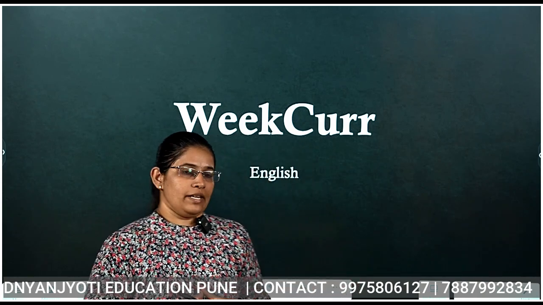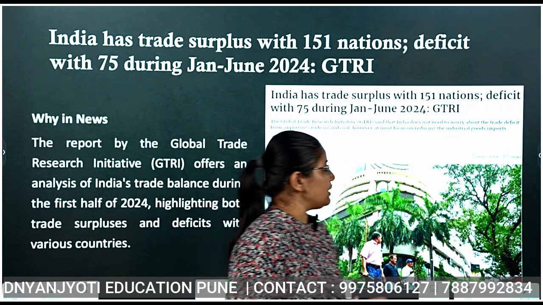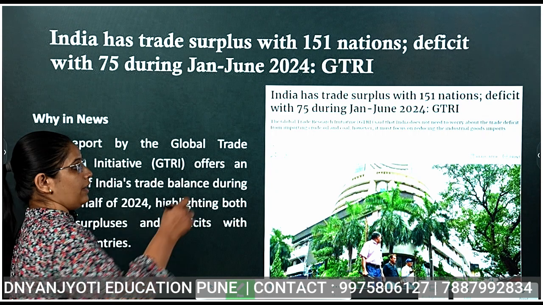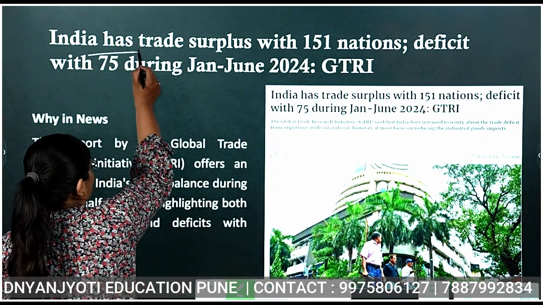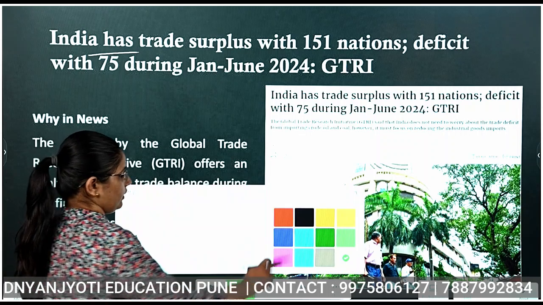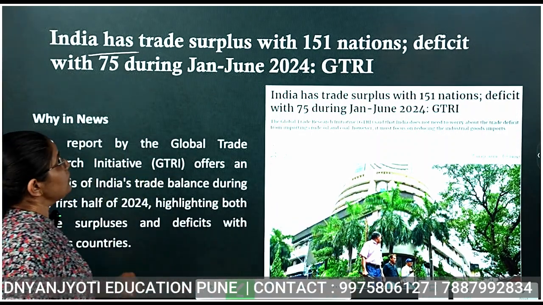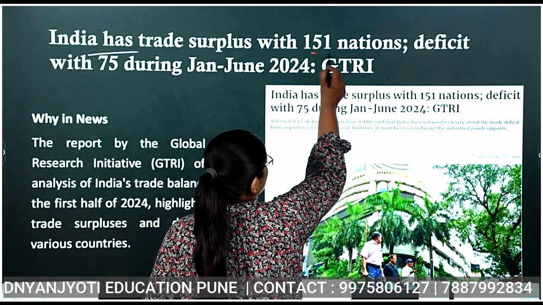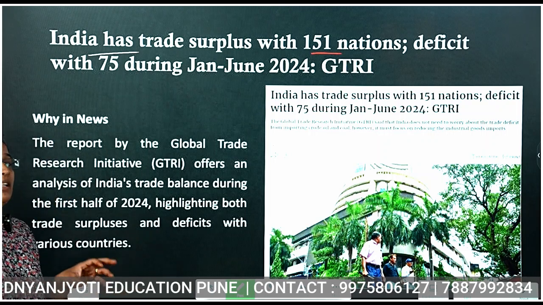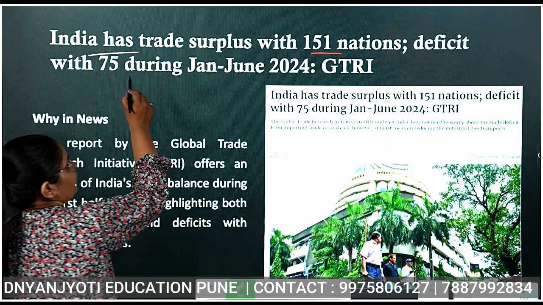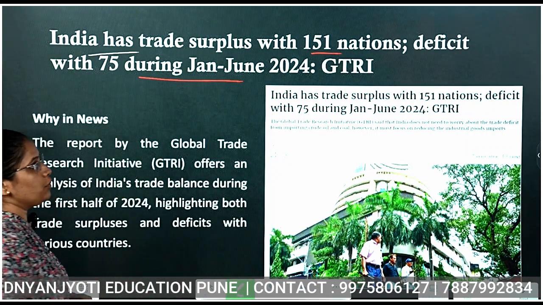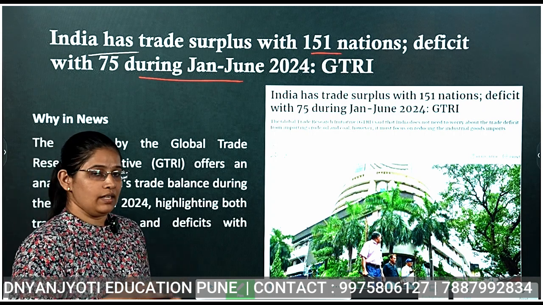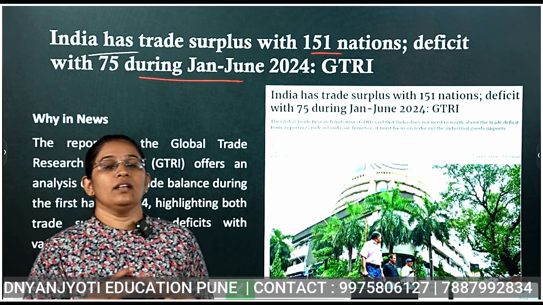So in today's lecture, the first article is from The Hindu. This article talks about the trade surplus that India is facing. So it says that India has a trade surplus with 151 nations and a trade deficit with around 75 nations during the period of January-June 2024.